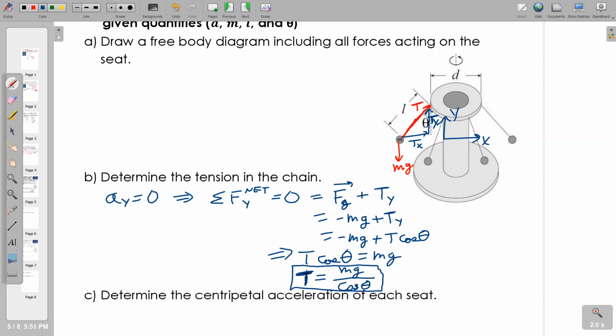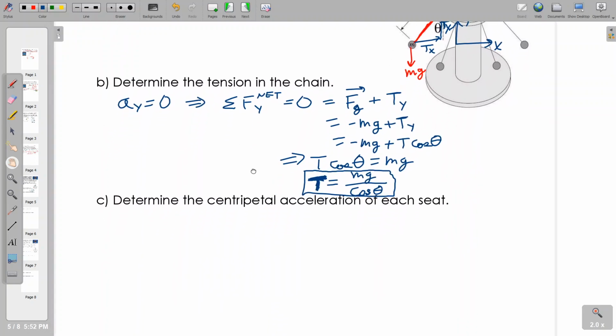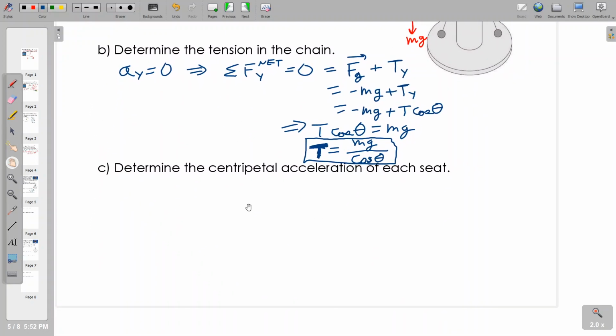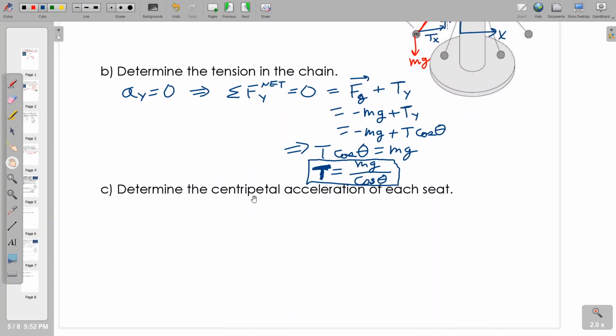Now, this is very, very common in a lot of these free body diagram problems where you have to find kind of intermediate quantities before you can go right to the heart of what you want, which in the case of these circular motion type problems is to find periods and things like that. Okay, so part C, determine the centripetal acceleration of each seat. So previously in part B, I'd been interested in the y components. Now I'm going to be looking at the radial components.